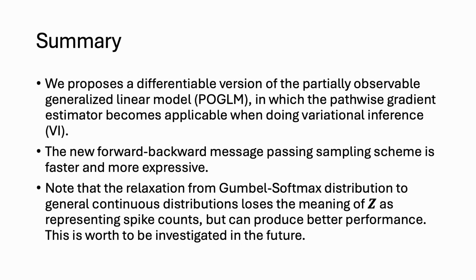In summary, we propose a differentiable version of the partially observable generalized linear model, in which the pathwise gradient estimator becomes applicable when doing variational inference. The new forward-backward message passing sampling scheme is faster and more expressive. Note that the relaxation from Gumbel softmax distribution to general continuous distributions loses the meaning of C as representing spike counts, but can produce better performance. This is worth being investigated in the future.